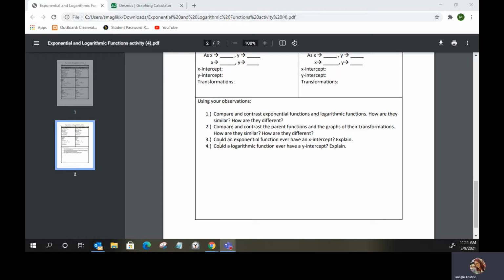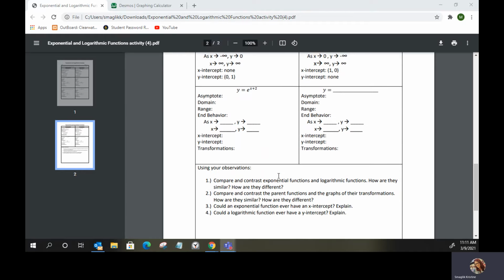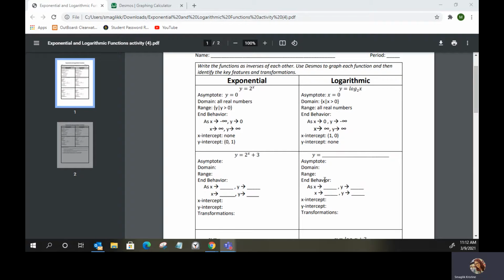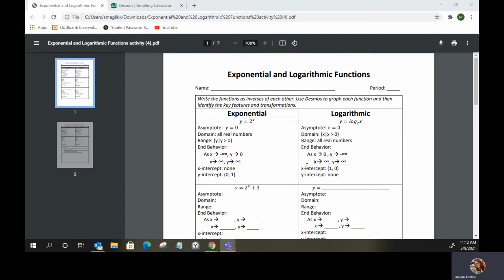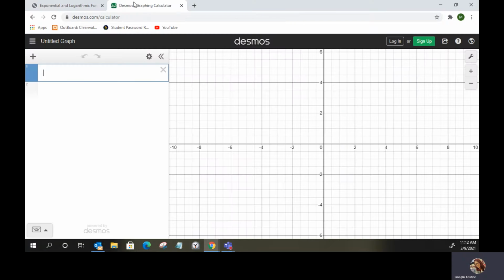And then I want you to answer these two questions. Now, these questions, number 3 and number 4, may not directly be within this activity, but I want you to extend your thinking and determine, could those two things happen, and what would have to occur to make them happen. So I'm going to go ahead and pull up Desmos. In class, we looked at these two and we looked at these two. So let me grab Desmos and we will take a look at some of these together.